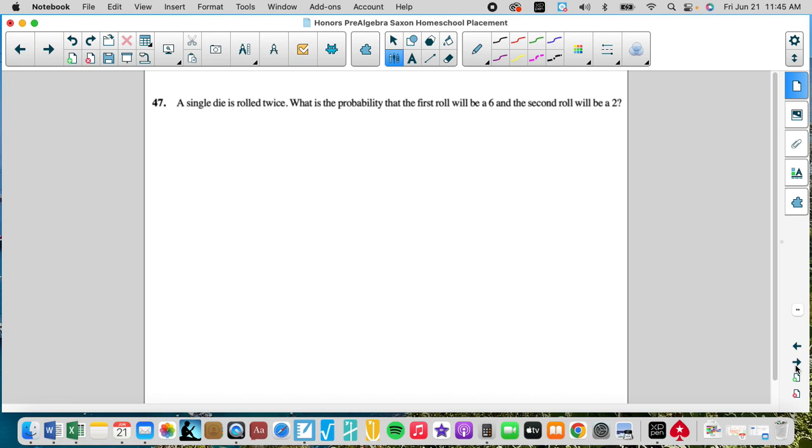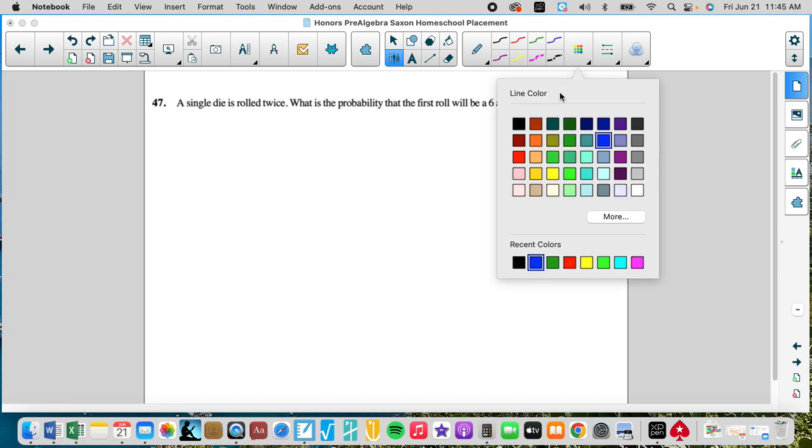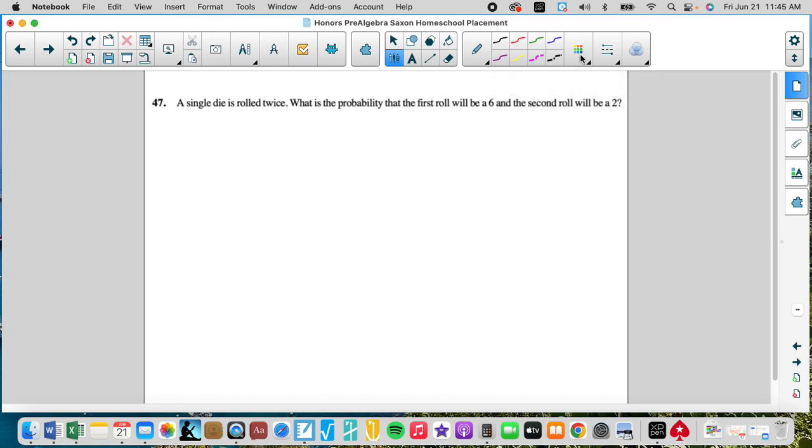A single die is rolled twice. What is the probability the first roll will be a 6 and the second roll will be a 2? We know that a die has a 1 in 6 chance of the number that we want. So the probability of a 6 would be 1/6. And when we multiply, the second roll of a 2 is also 1 in 6. So the probability of rolling that combination would be 1/36.